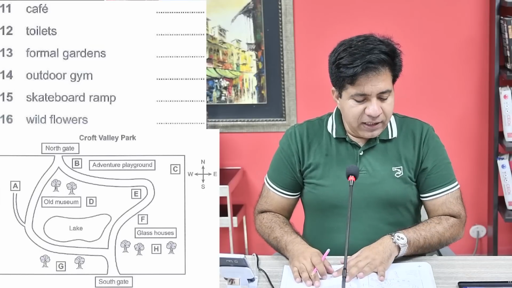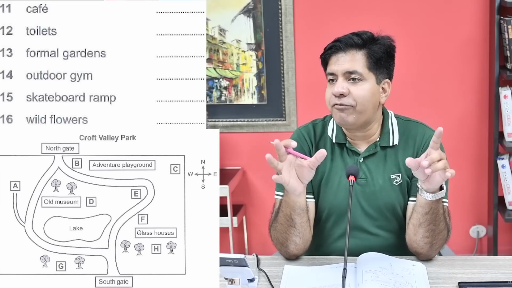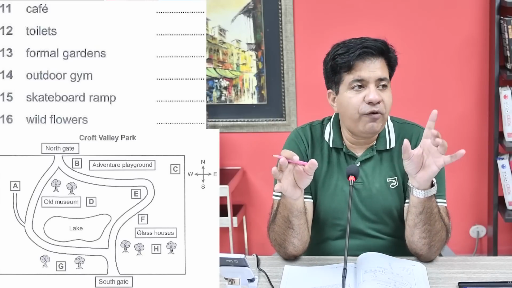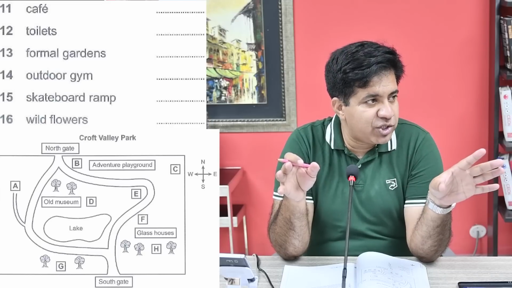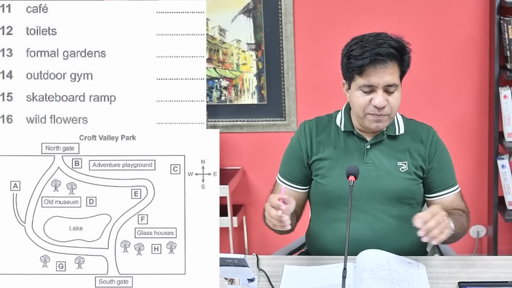Now, let's see. The title is Croft Valley Park. When they give you half a minute to read the questions, for maps, don't read the questions. For maps, read the map. Okay, now let's read this map.